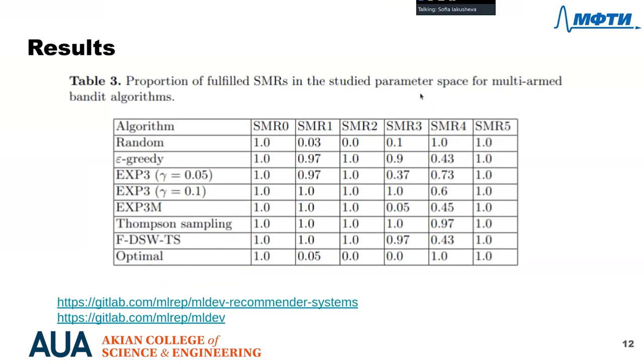For example, we compare different parameters for the EXP3 algorithm. And we notice that for some of these parameters, the algorithm works a lot worse than for others. So our stochastic metamorphic relations are useful for detecting bad algorithm parameters. For another algorithm, we notice that permutation of arms has a lot of impact, and it is not very good.